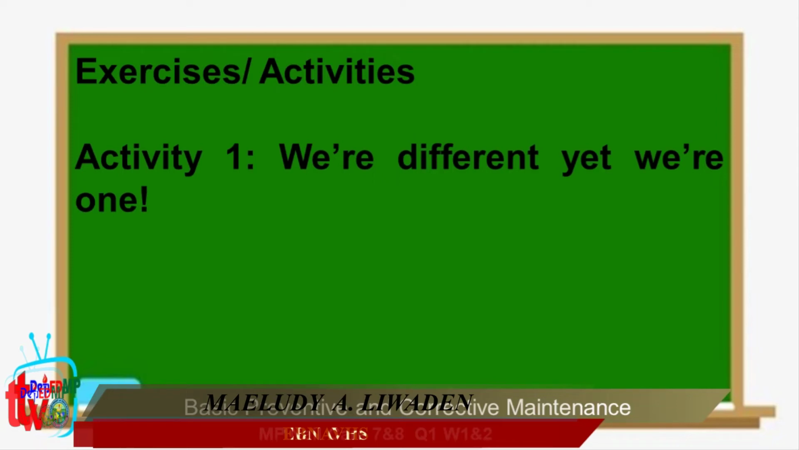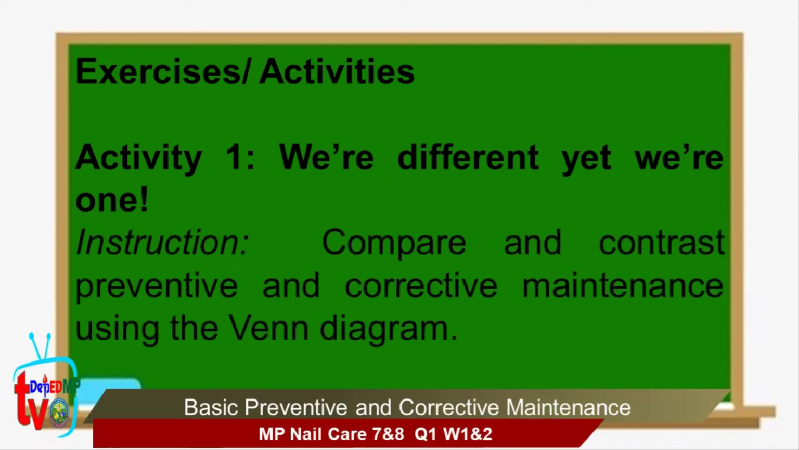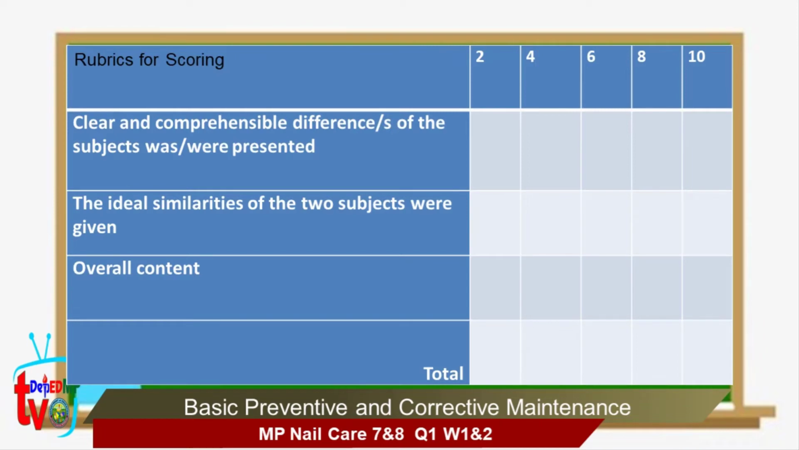Activity 1. We're different yet we're one. Instruction: compare and contrast preventive and corrective maintenance using the Venn diagram. The rubrics for scoring: clear and comprehensible differences of the subjects were presented, the ideal similarities of the two subjects were given, and overall content.